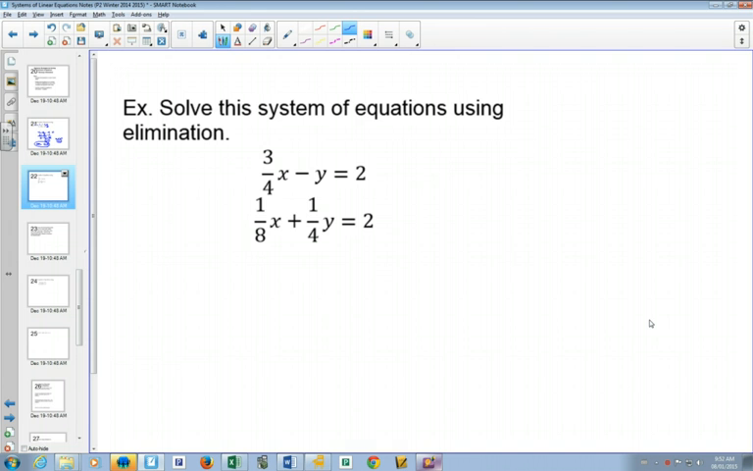So which variable is easier to eliminate, x or y? Y. And in equation 1 and equation 2, which equation would you multiply by and by how much? First equation by 1/4. You could multiply the first equation by 1/4. Or what would you have to multiply the second equation by? By 4. Okay?